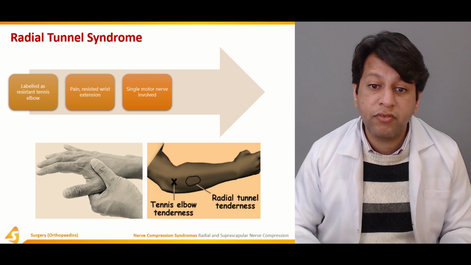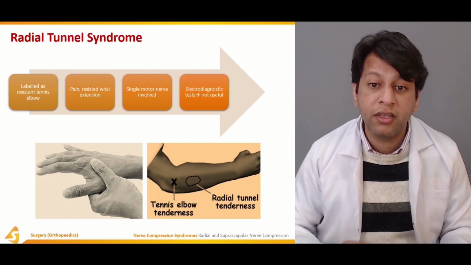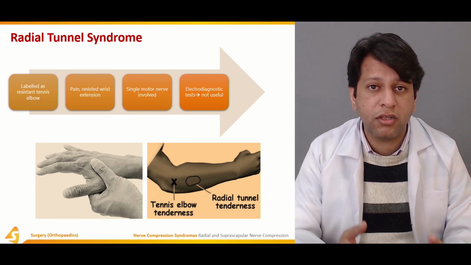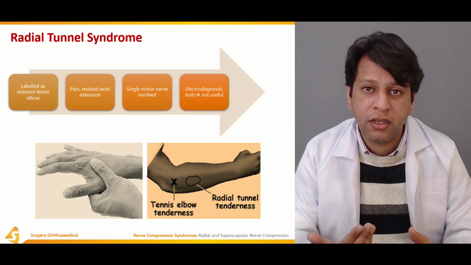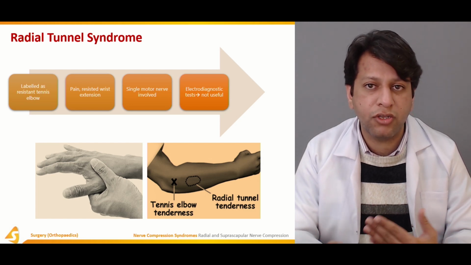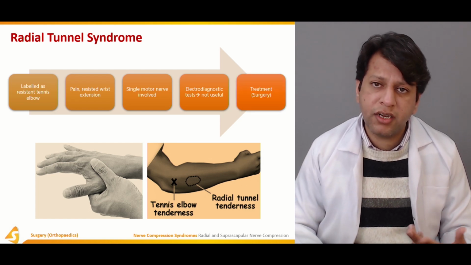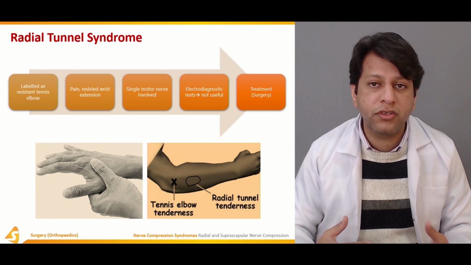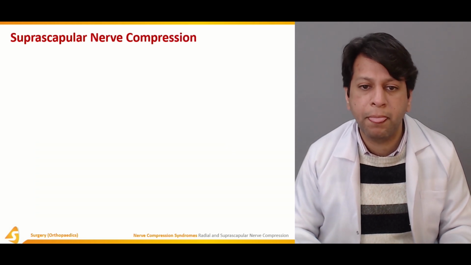There is a single motor nerve involved, therefore usually there is loss of extensor carpi radialis longus and brevis mainly. Electrodiagnostic studies are not useful because they cannot predict the loss of all the muscles; it is more a matter of clinical symptoms. We can distinguish it from tennis elbow clinically rather than with any NCS and EMGs. Treatment is surgery, where we have to do a fascial release so that the nerve does not get compressed between the two heads of the ECRL and ECRB.